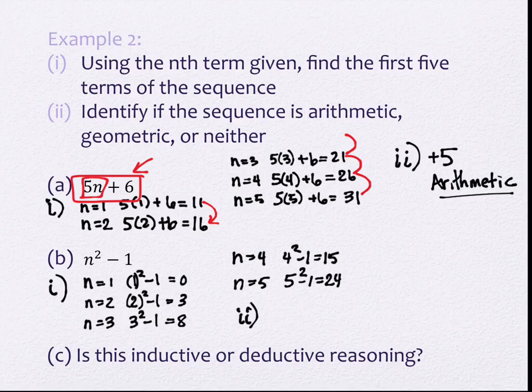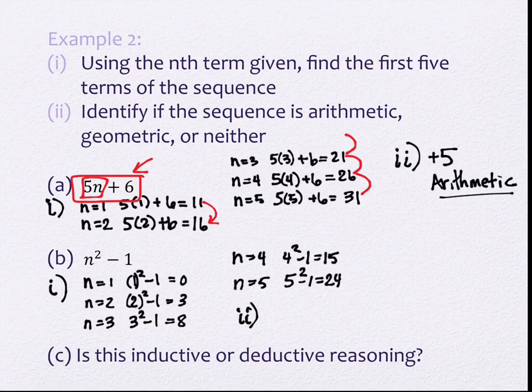Is it arithmetic, geometric, or neither? It's neither. So arithmetic would mean you're adding the same number every time. No. To get from 0 to 3 would be adding 3, but then from 3 to 8 would be adding 5, right? So that nixes it out. Can't be arithmetic. Geometric means I'm multiplying. There's no way I'm multiplying 0 by anything and getting to 3, right? It fails so fast.